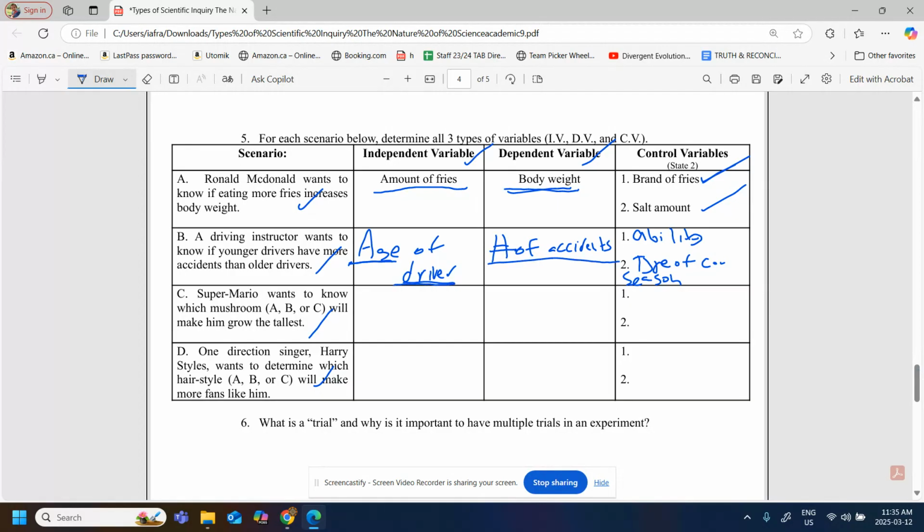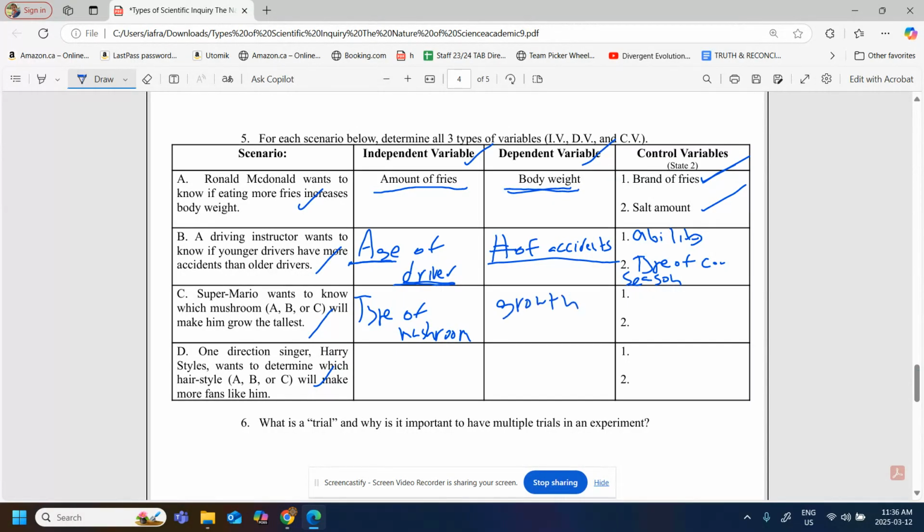Let's take a look at scenario C. Super Mario wants to know which mushroom will make him grow the tallest. So Super Mario is changing the mushrooms. So we'd have type of mushroom that Super Mario is experimenting with. If you don't know this scenario, it's basically a video game where there's a character who consumes a mushroom and grows taller, and then he's stronger. So type of mushroom would be the independent variable. Okay, well, dependent variable, what's Mario measuring? What's the effect? It's his growth, his height.